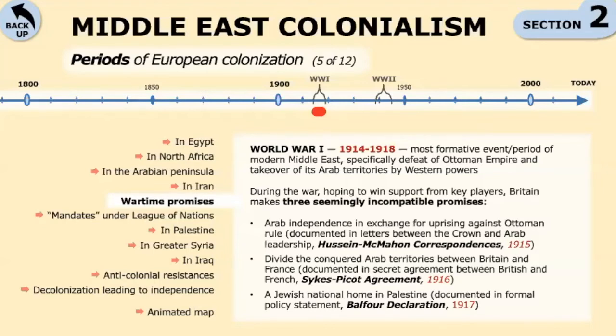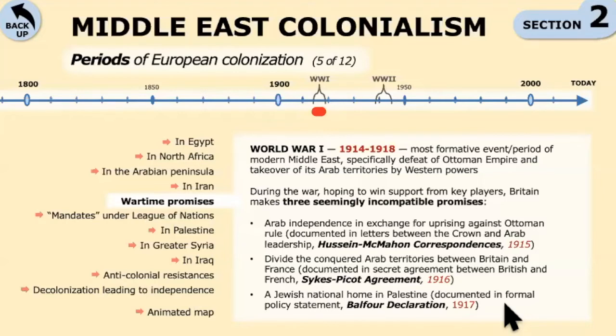So to recap here, the British promised independence to the Arabs, they promised to split the region with France, and they promised a home for the Jews in Palestine. Three seemingly incompatible promises regarding more or less the same part of the world. There's an old joke about the Promised Land being the over-promised land.